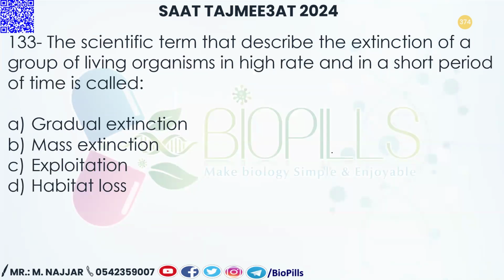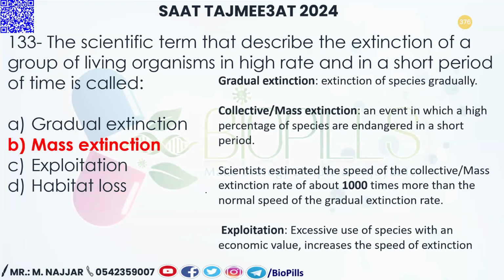The scientific term that describes the extinction of a group of living organisms at a high rate and in a short period of time is called... What is the answer for that question? Yes, exactly. It's mass extinction. And it's 1,000 times more than the gradual extinction. Here is all what I need you to know. Sometimes he wrote collective. I wrote mass because this is the scientific word. In some exams, he now translated it into collective.